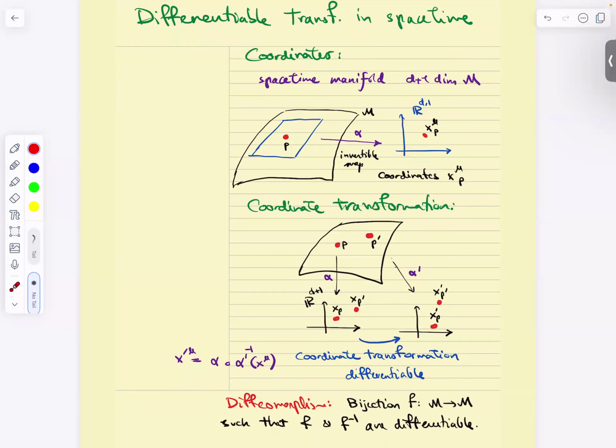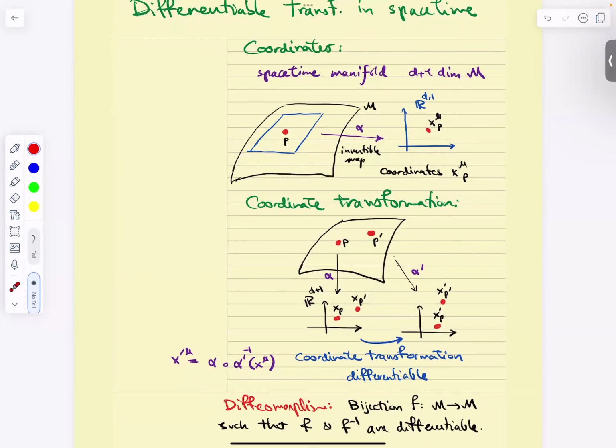We want to do a coordinate transformation in space, in this manifold. How are we going to describe it? Consider two points near each other. They're both in this vicinity. P prime is in the vicinity of P. First, I'm going to apply one map, one set of coordinates, that sends P to x(P) and P prime to x(P prime). Then I'm going to apply another coordinate map, alpha prime, that sends P to x prime(P) and P prime to x prime(P prime).